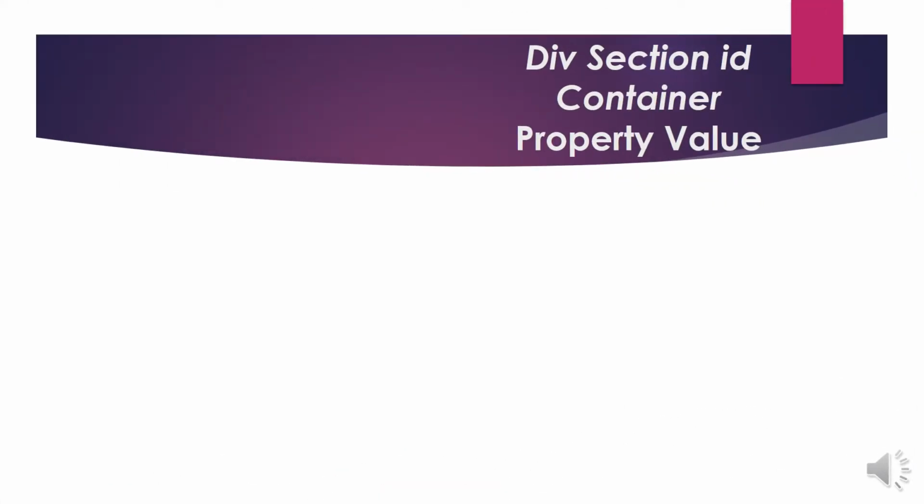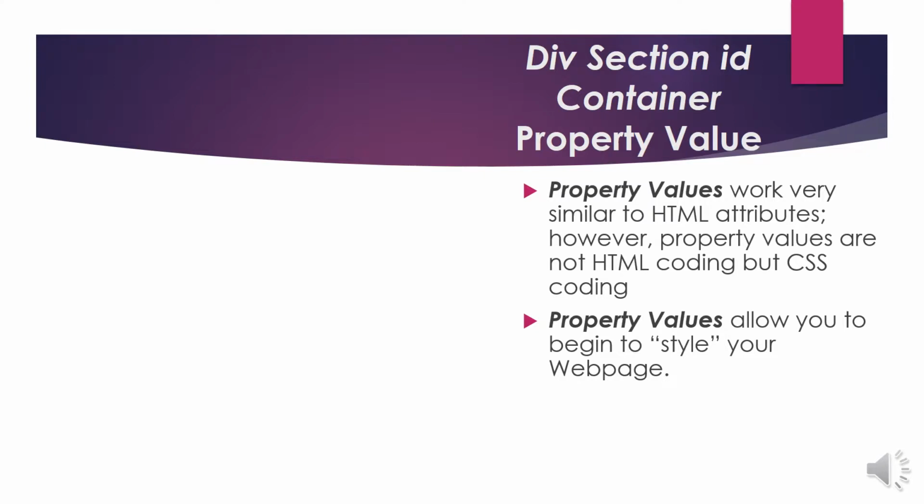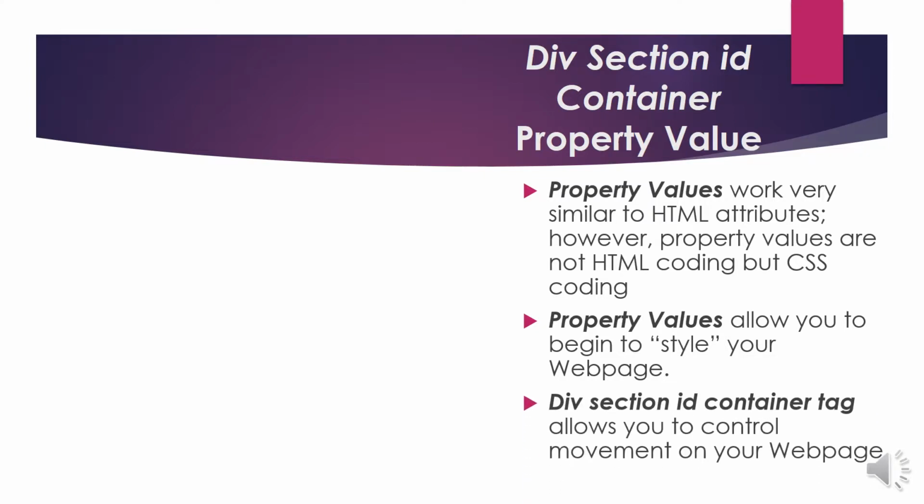All right, let's look specifically at the div section ID container property value. Property values work very similar to HTML attributes. However, property values are not HTML coding, but CSS coding. Property values allow you to begin to style your web page. The div section ID container tag allows you to control movement on your web page.